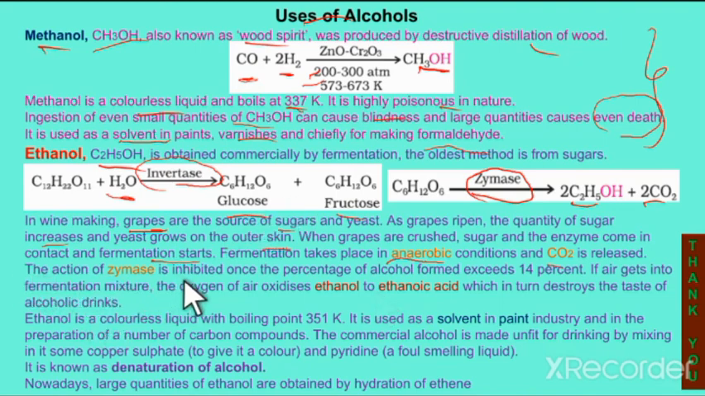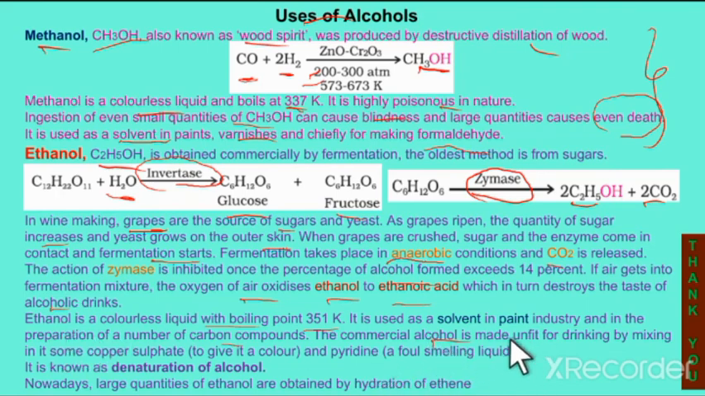The action of this enzyme is inhibited once the alcohol formed exceeds 14%. If air gets into the fermentation mixture, the oxygen of air oxidizes the ethanol to ethanoic acid, which destroys the taste of the alcoholic drink. Ethanol is a colorless liquid and it boils at 351 Kelvin. It is used as a solvent in the paint industry and in the preparation of a number of carbon compounds.